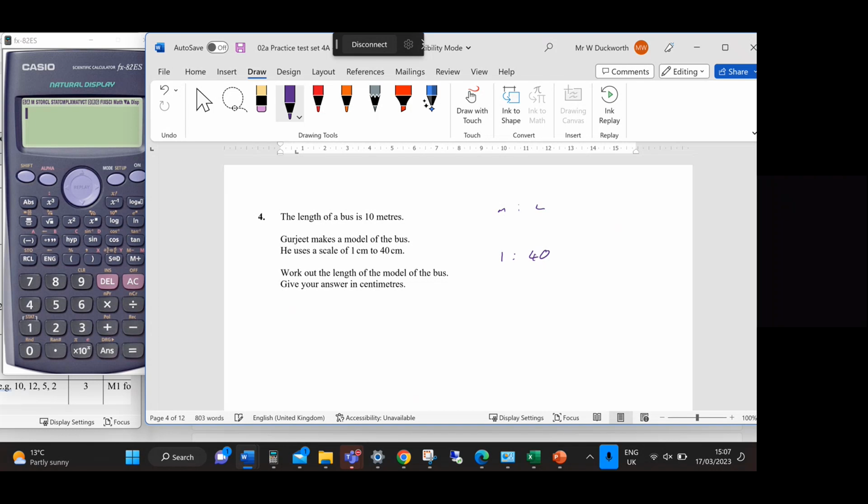So we want to look at 10 meters. Well, there are 100 centimeters in a meter. So I'm going to times that by 100 to find out how many centimeters that's going to be. So that's going to be 1,000 centimeters. I've put too many zeros in on there. So 1 to 40. We've got 1,000 centimeters is equal to 10 meters. So I'm times by 100 there.